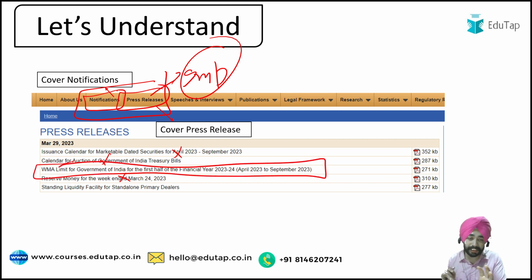Here just look at the thing, ठीक है. Here because it is talking about WMA limit, ठीक है. So here that might be something about Ways and Means Advances, तो WMA की बात हो रही होगी, तो ये आप यहाँ पे आके इसको देख सकते. This is how you have to smartly handle the RBI website also for the examination.